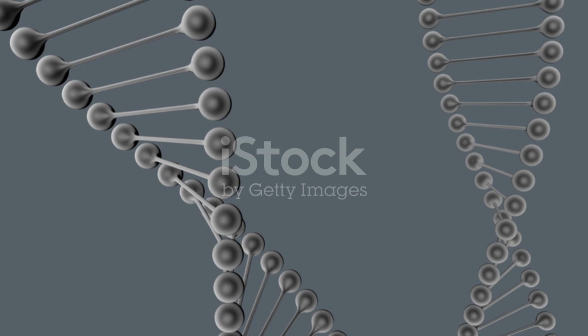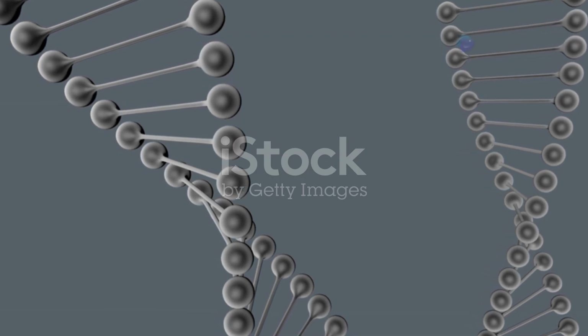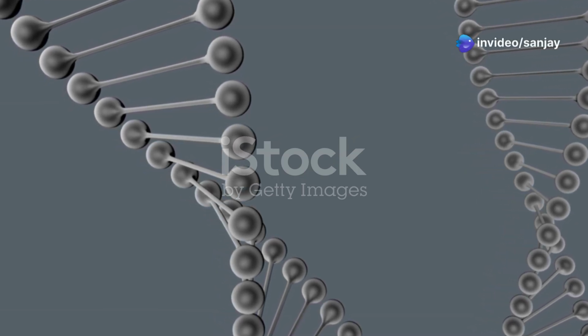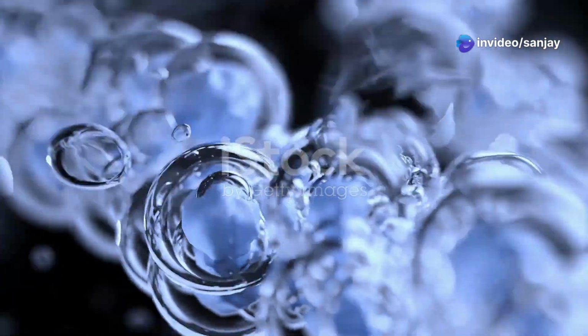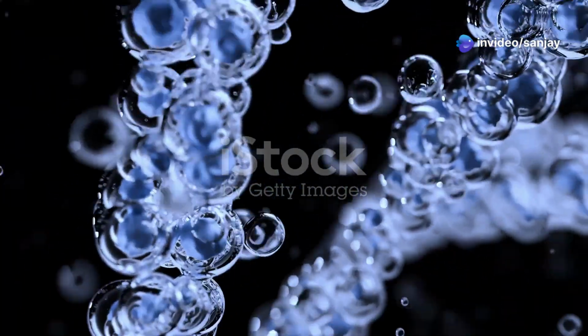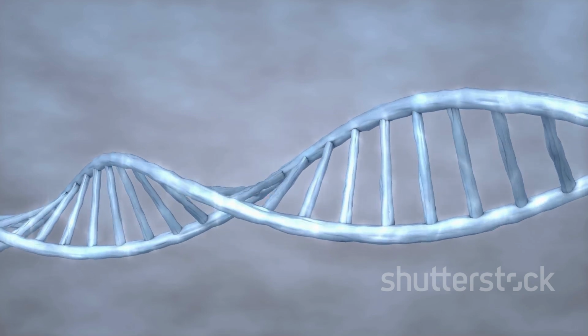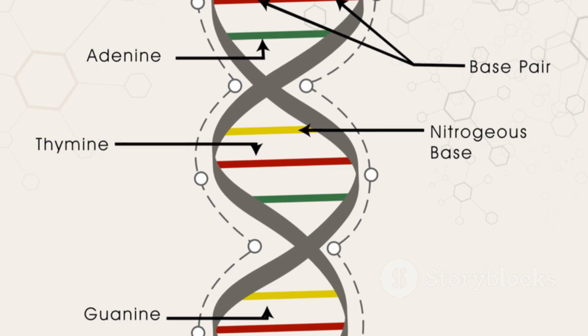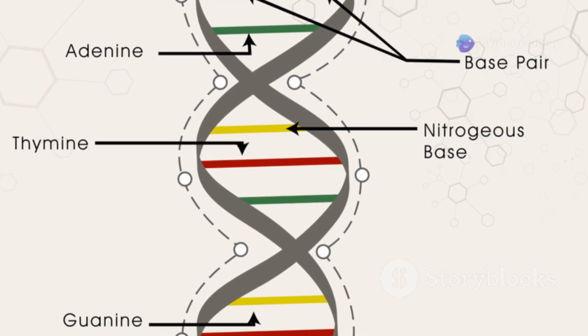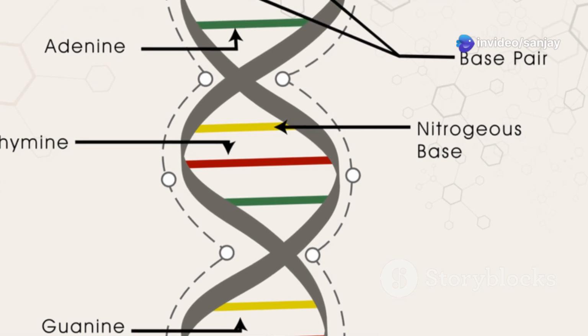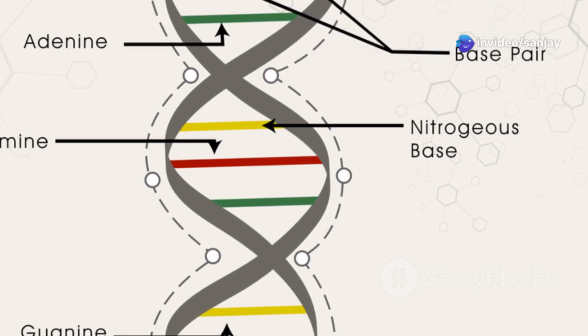DNA's structure is as elegant as it is functional. Imagine a ladder twisted into a spiral shape, and that's the basic form of DNA, called a double helix. The sides of the ladder are made up of sugar and phosphate molecules. Connecting the two sides of the ladder are rungs made of pairs of nitrogenous bases. There are 4 types of bases: adenine (A), thymine (T), guanine (G), and cytosine (C).